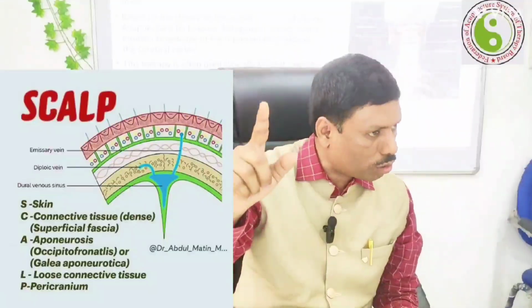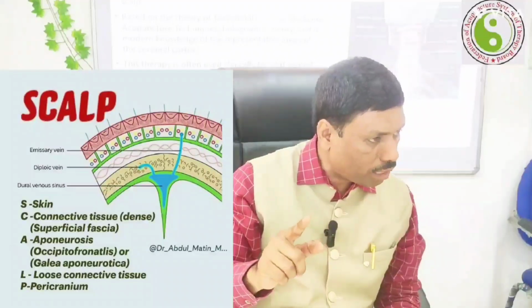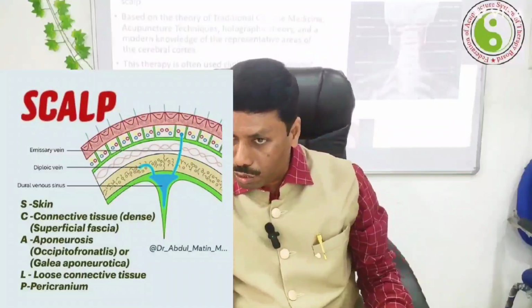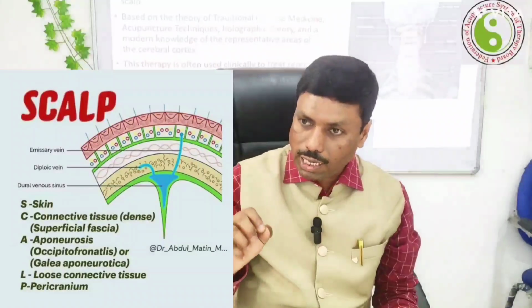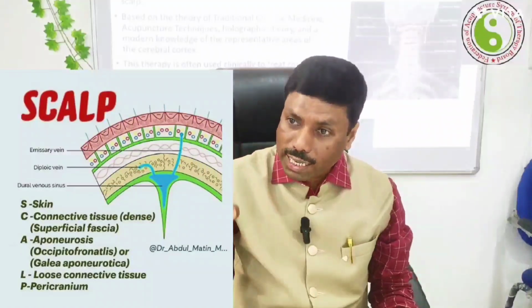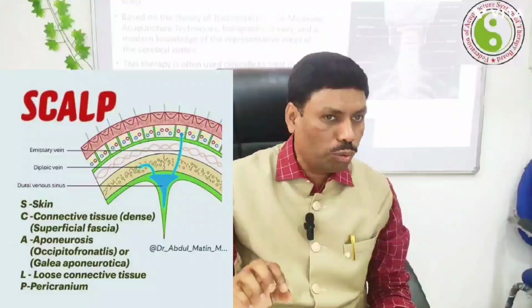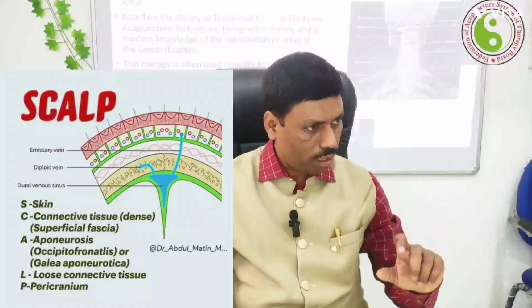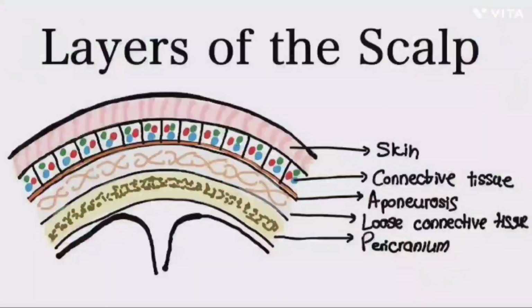So now you remember there is the area called the scalp. S denotes the skin, C for the connective tissue, A for the aponeurotic tissue, then L for the loose connective tissue or the loose aponeurotic tissue, then P, pericranium. So now let me see, there are a few layers.